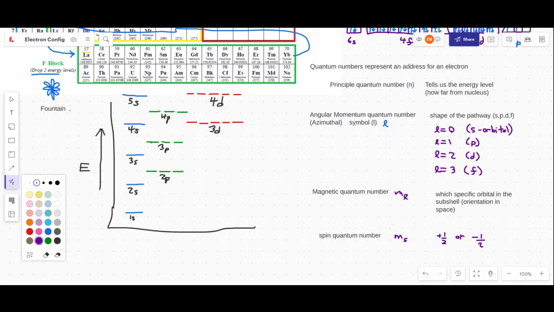Is positive 1/2 clockwise and negative 1/2 counterclockwise? The truth is it's not really clockwise or counterclockwise. I just use that by analogy. It just represents the different spins.